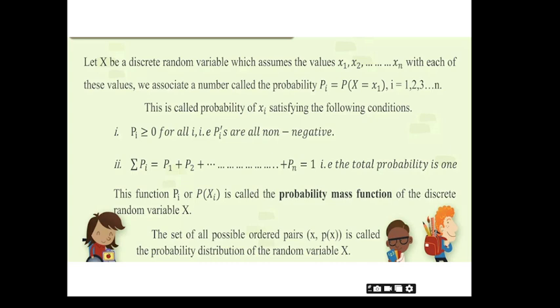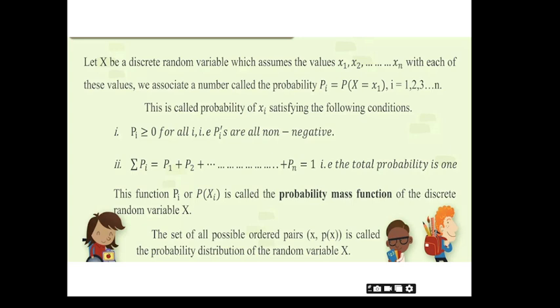Next, let X be a random variable which takes the values x1, x2, etc., xn, say. With each of these values we associate a probability value capital Pi, which is equal to P of X equal to xi, i varies from 1 to n. This is called the probability of xi. This capital Pi is called the probability of xi when it satisfies two conditions.